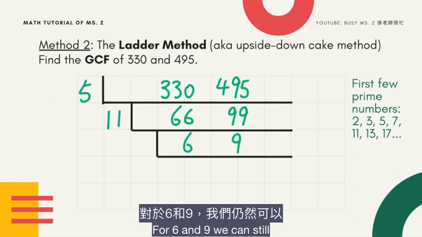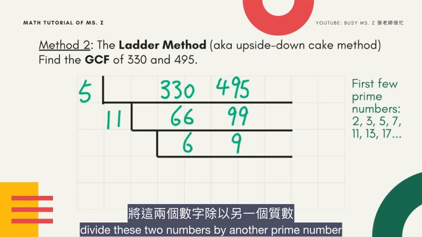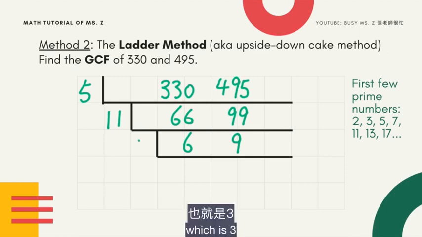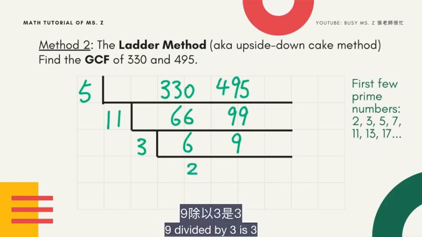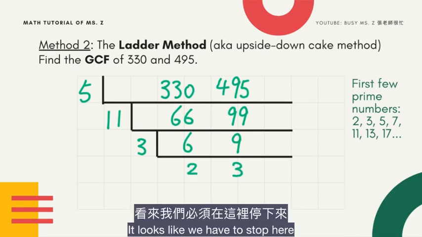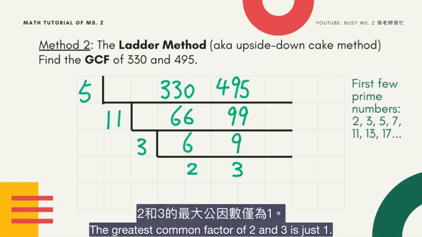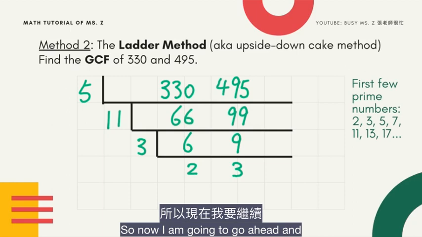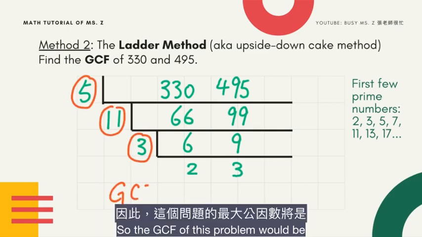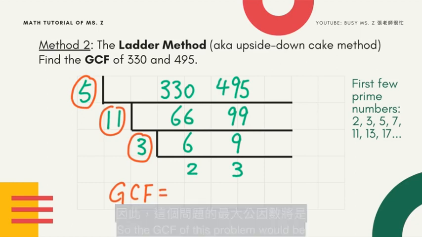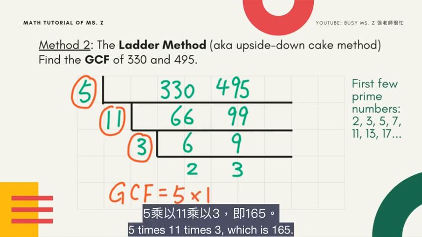For 6 and 9, we can still divide these 2 numbers by another prime number, which is 3. So 6 divided by 3 is 2. 9 divided by 3 is 3. And it looks like we have to stop here because we got 2 and 3, and the greatest common factor of 2 and 3 is just 1. So now I'm going to go ahead and multiply the numbers on the left side. So the GCF of this problem would be 5 times 11 times 3, which is 165.